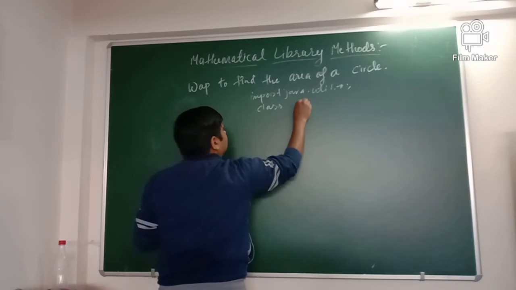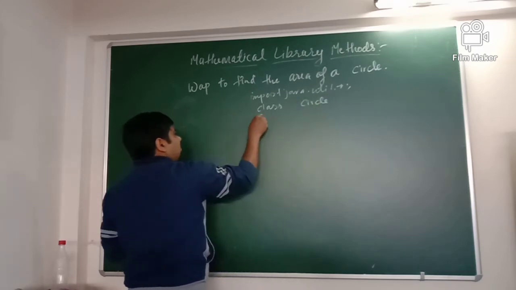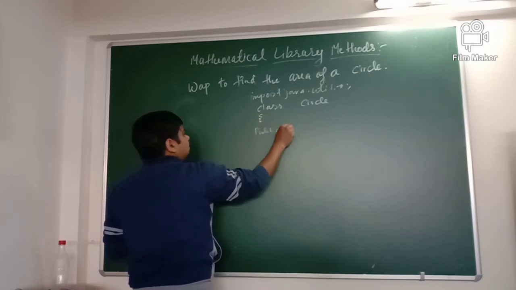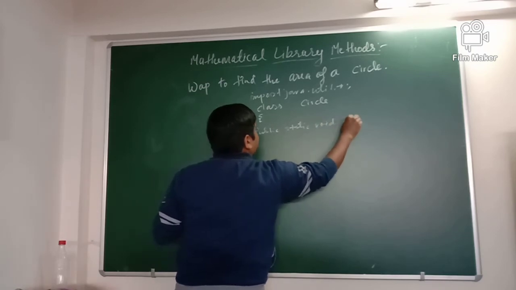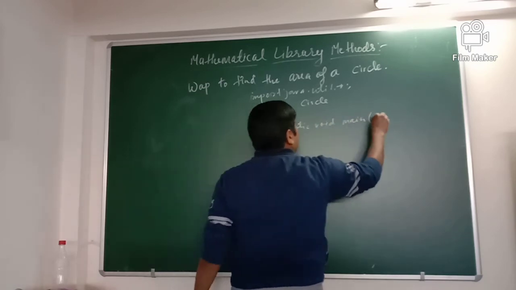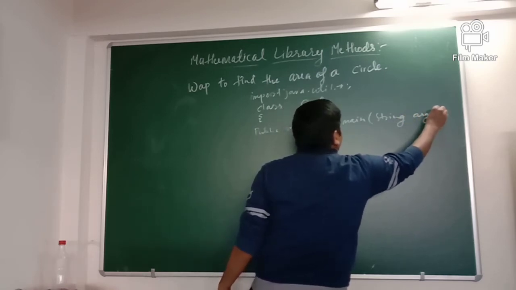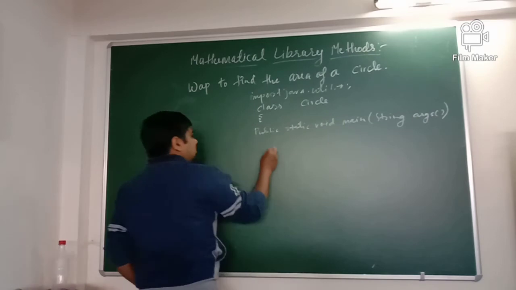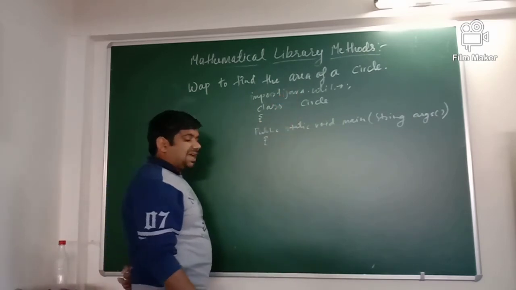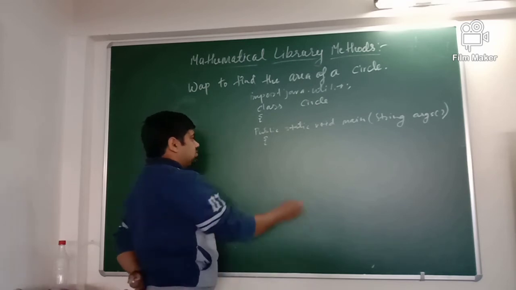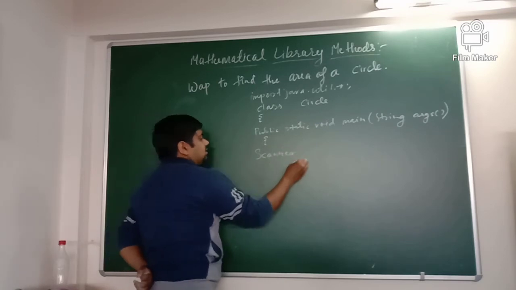After that, since we are creating a class, you can write any name. I will write here Circle. Then we move on to public static void main. This is the main method of the program, args, arguments. Since we are using the util Scanner package here, we are going to create a Scanner class.